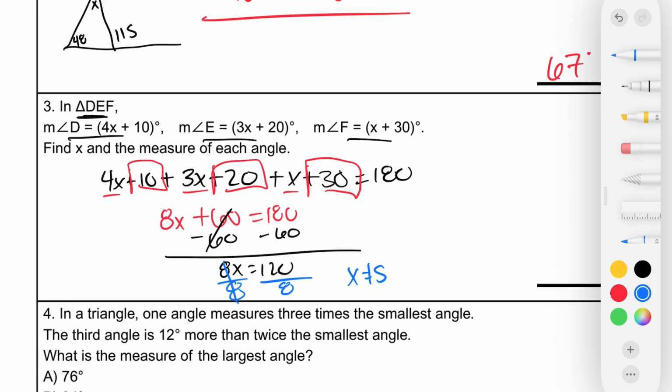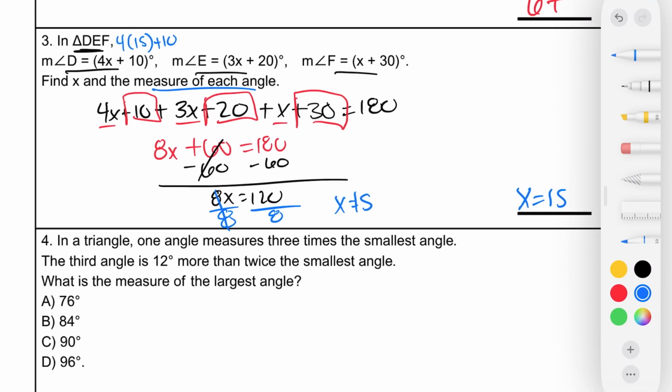So x equals 15. It says find the measure of each angle. I don't really care for that. But you would just plug it in. So you do like 4 times 15 plus 10, 3 times 15 plus 20, 15 plus 30. Okay, that's what you do.